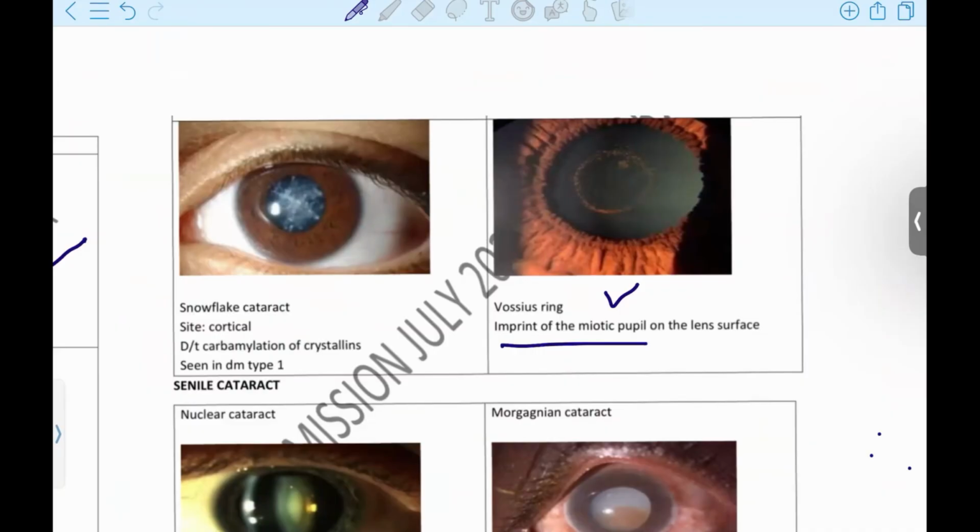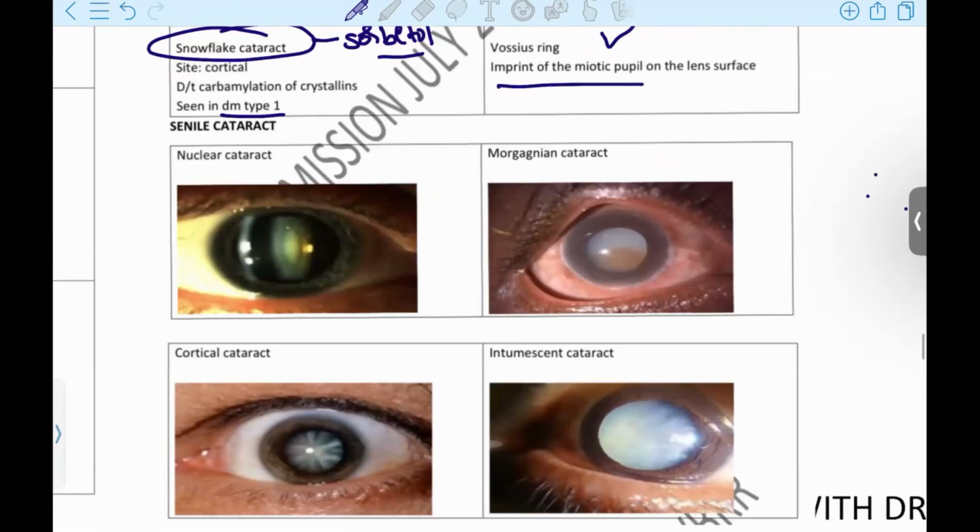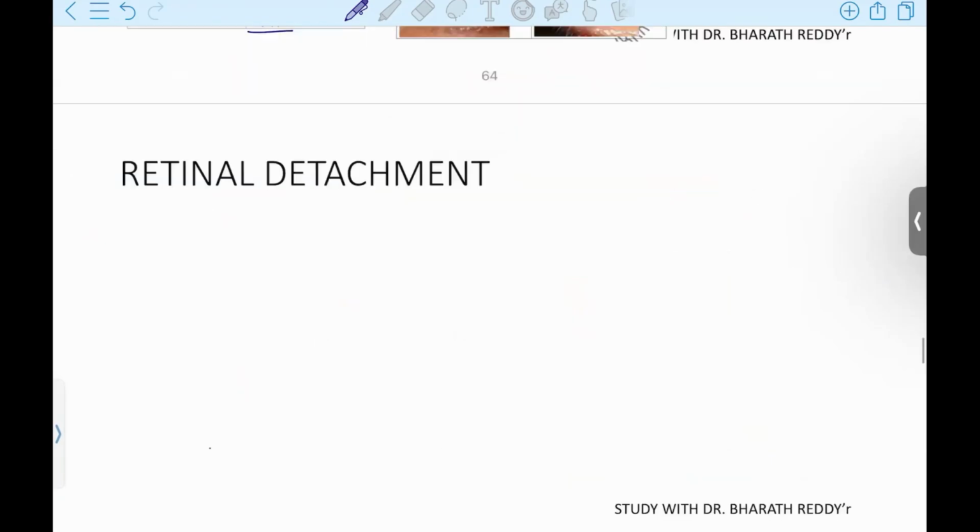Next, the snowflake cataract is seen in diabetes mellitus patients. What is the reason? Sorbitol, okay, due to deposition of sorbitol. Next, due to age or other conditions like steroid use and uveitis, there is a risk of nuclear cataract, and other types like Morgagnian, cortical, and intumescent cataracts are formed. Okay, image-based questions can also be asked.